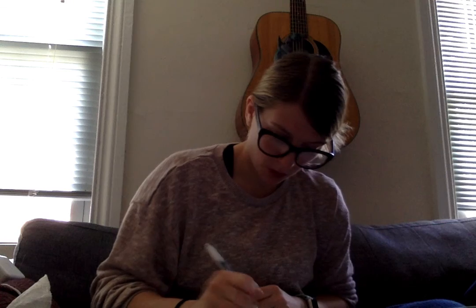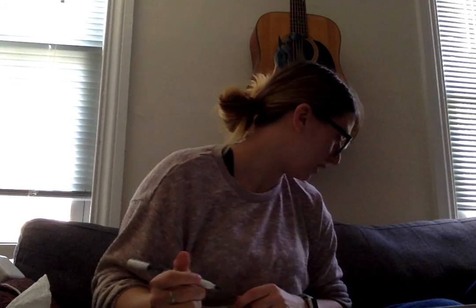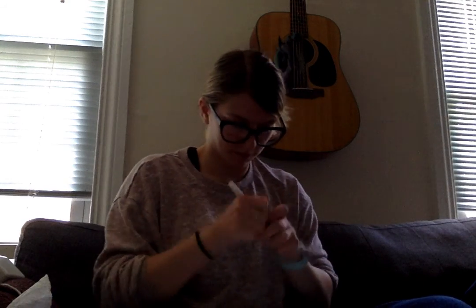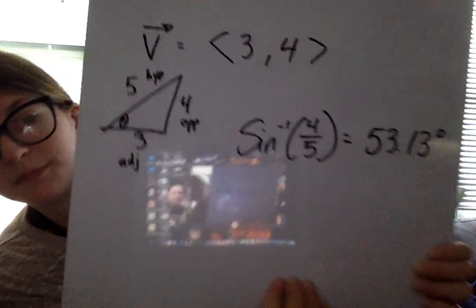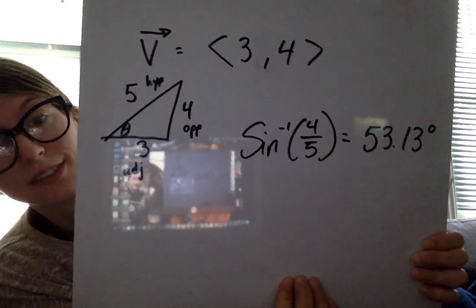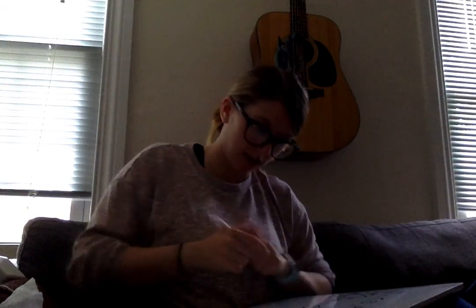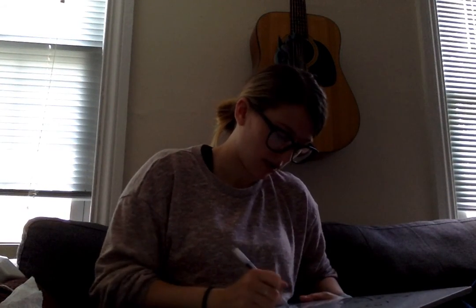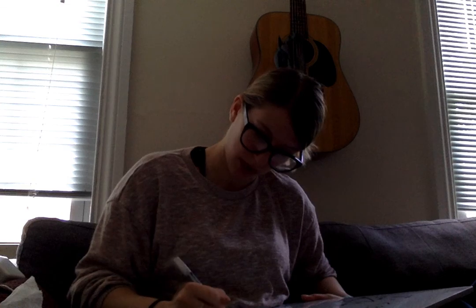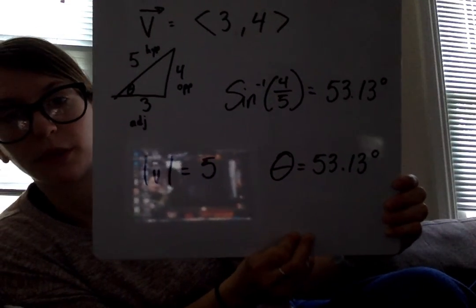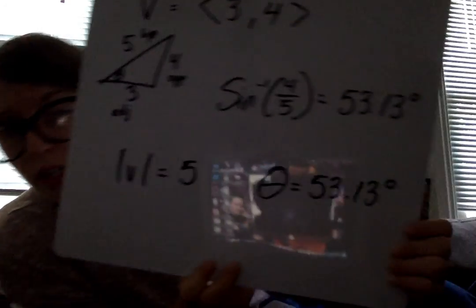So I'm going to quick do that inverse sine, 4 over 5, and that gives me 53.13 degrees. And because it's in the first quadrant, easy peasy, we're done. So I'm going to say that the magnitude is 5 and the direction is 53.13. The first quadrant is your friend.